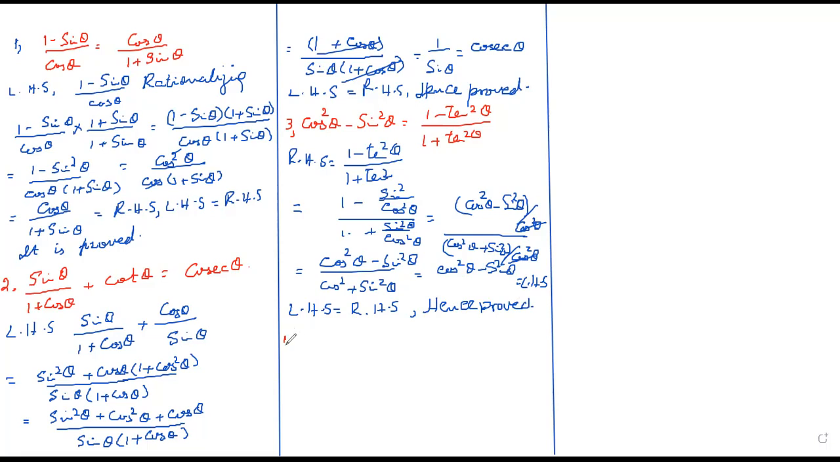Right, come to question number 4. This is today's question number 4. Tangent square theta plus cotangent square theta equals secant square theta times cosecant square theta.